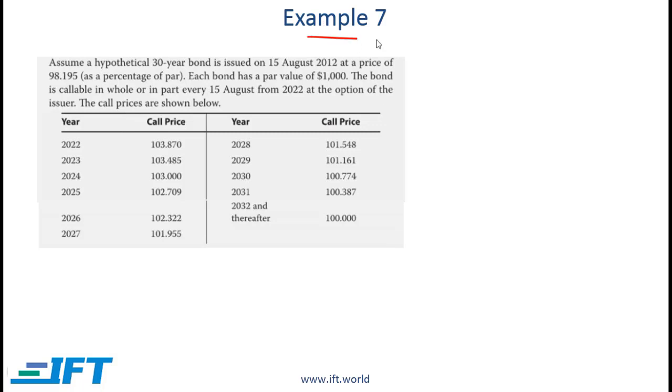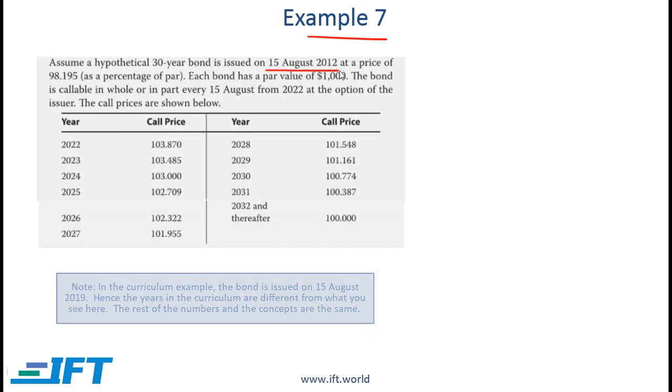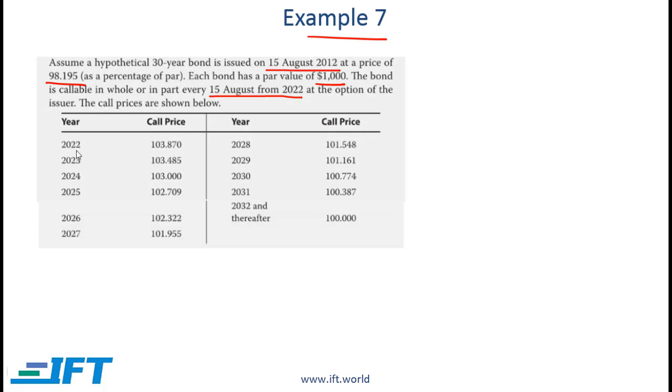Let's look at example 7 now. Assume a hypothetical 30-year bond is issued on this day at a price of 98.195. This is a percentage of par. Each bond has a par value of 1,000. The bond is callable in whole or in part on these dates at the option of the issuer. So notice this is the call schedule. The call schedule is telling us that the issuer can call back on this date at this price, and again this is a percentage of par.